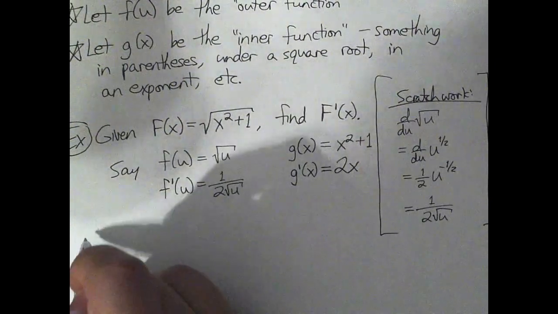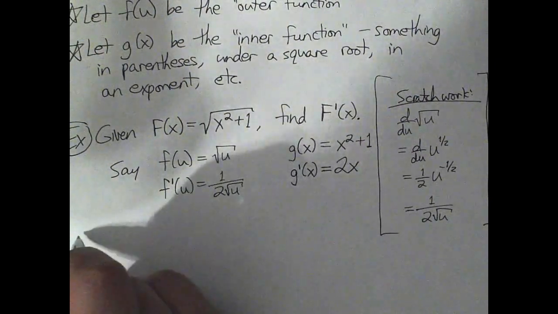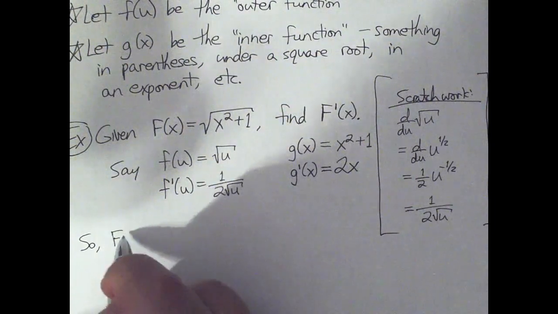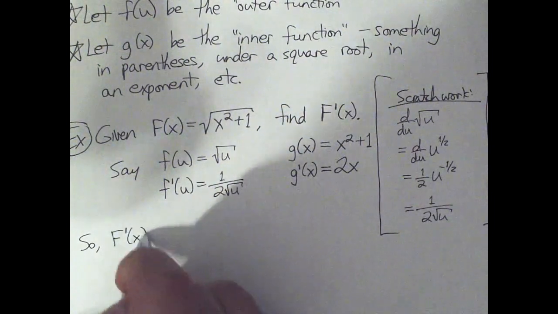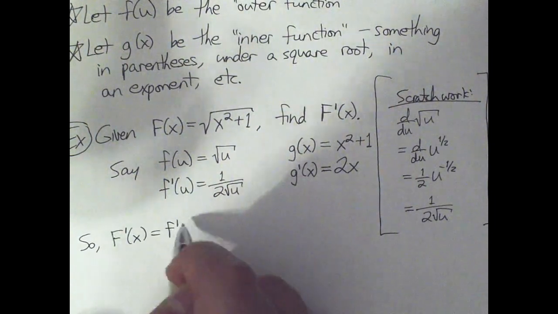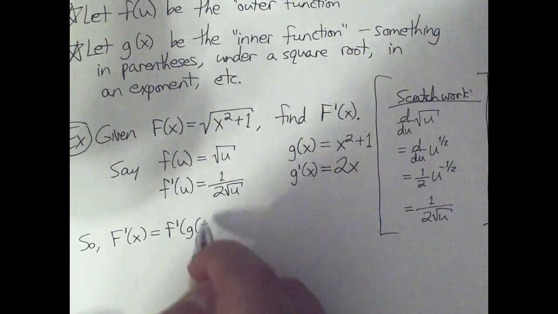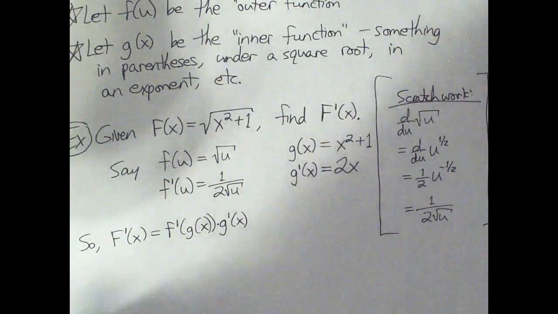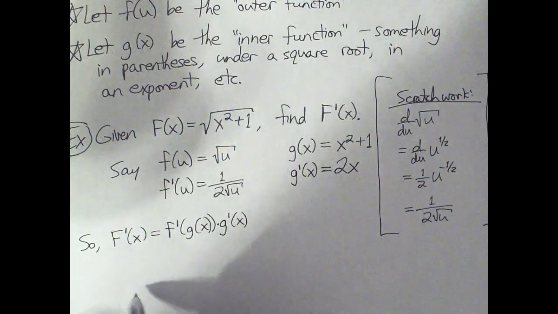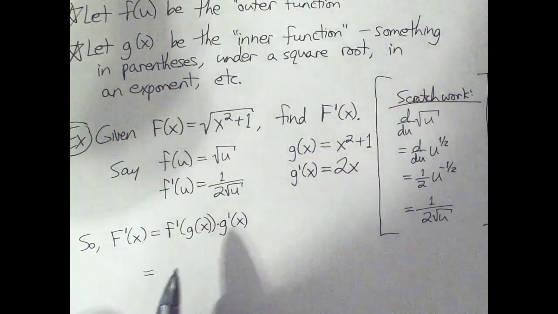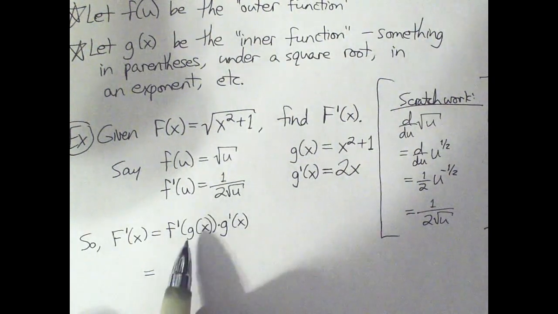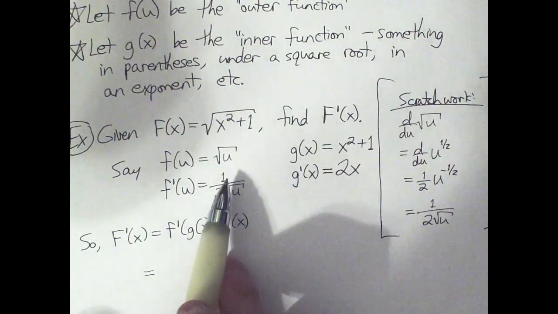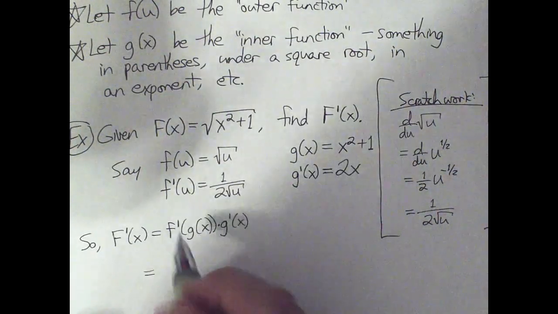Okay, now we're ready to use the chain rule formula. In this case, the original problem was called capital F, so I'll write capital F. We need f prime of g of x times g prime of x. And in this case, let's put all the pieces together. First thing that we see is f prime. F prime is 1/2 square root of something.